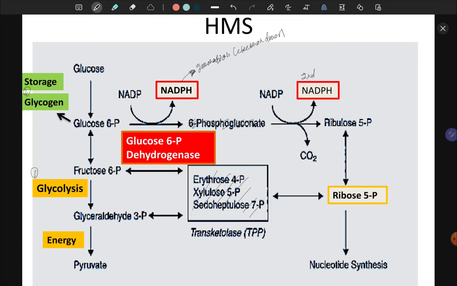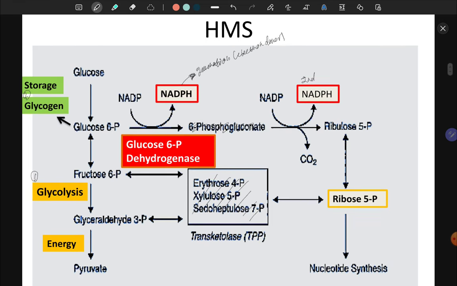Hexose monophosphate shunt has an important enzyme: glucose 6 phosphate dehydrogenase, because a deficiency causes a problem. And the aim of this cycle is the synthesis of NADPH with generation of ribose 5 phosphate to generate DNA and RNA. Okay?